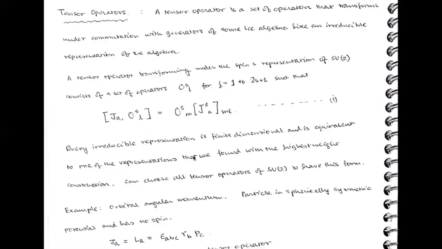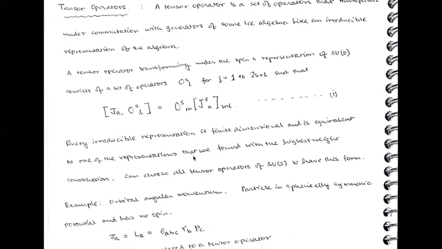Now every irreducible representation is finite dimensional and is equivalent to one of these representations that we found earlier with the highest weight stuff, right? So we can choose all the tensor operators of SU2 to have this form. So let's try to figure out an example.